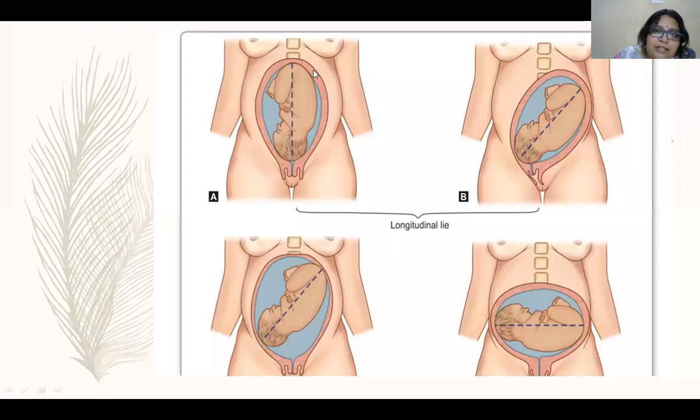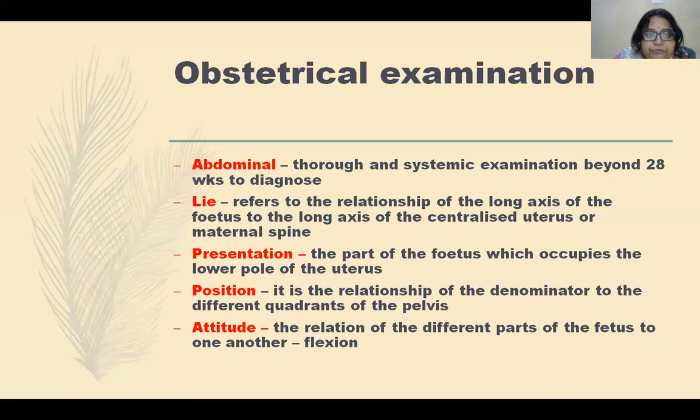So in this case, you call this lie a longitudinal lie. Here it is oblique lie when compared to maternal spine. Here, when compared to maternal spine, it is a transverse lie. So this is called lie.